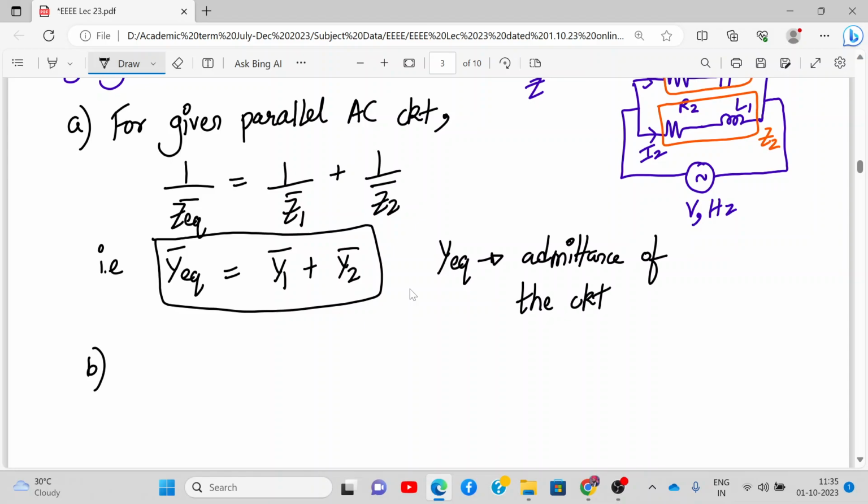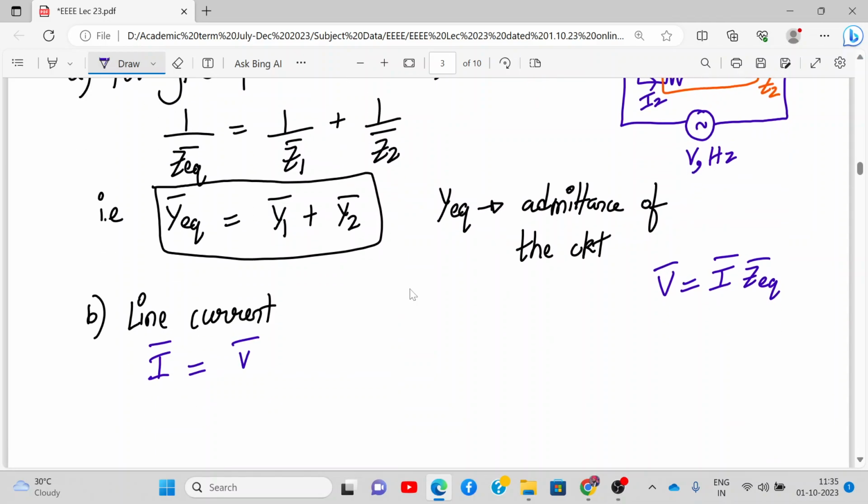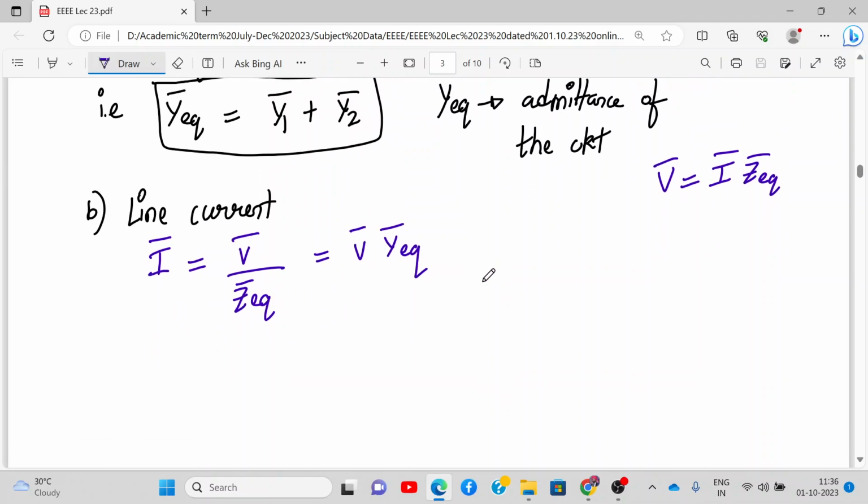Next is how do we write line current? What do you mean by line current? It's basically I total. We write V as I bar into Z equivalent, right? So I will be given by V divided by Z equivalent bar. And 1 upon Z equivalent is Y bar. So I is V into Y equivalent, because 1 upon Z equivalent is Y, the admittance of the circuit. So please note it down, the line current.